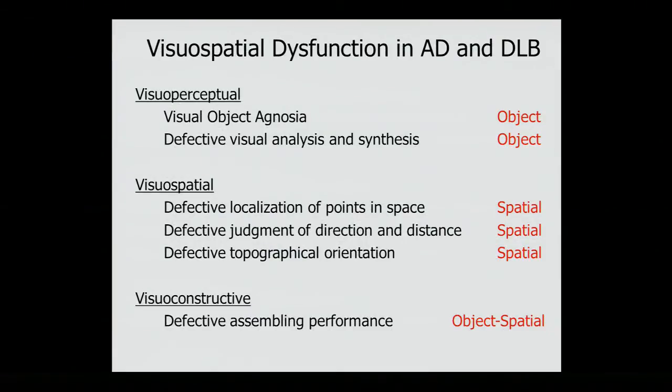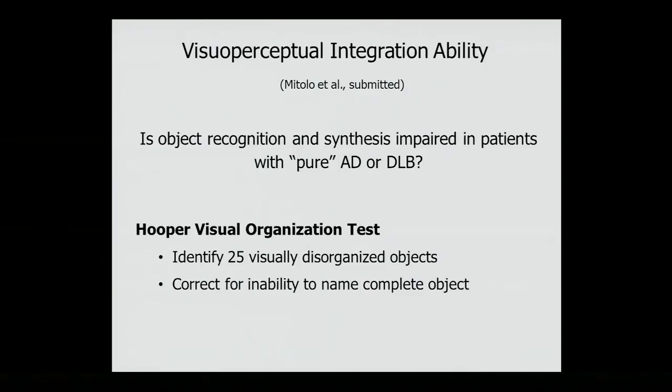So now I'm going to go through a couple of studies that we've done comparing these groups on these aspects of visual cognition, starting with visual object. In a study we did, we asked the question, is object recognition and synthesis impaired in patients with pure Alzheimer's disease or in those with dementia with Lewy bodies? To look at this, we used a task called the Hooper Visual Organization Test. In this test, you're shown 25 objects, but the objects are divided up, sectioned and randomly placed. You have to look at it and synthesize the parts in order to identify the whole. We asked the person just to name the whole object.